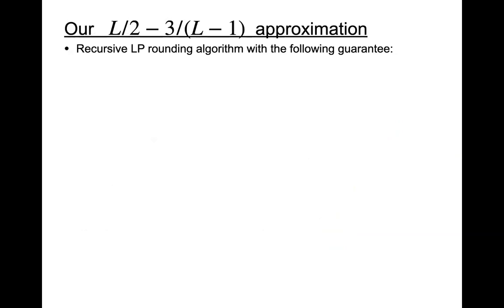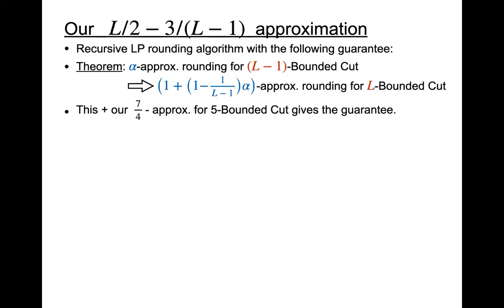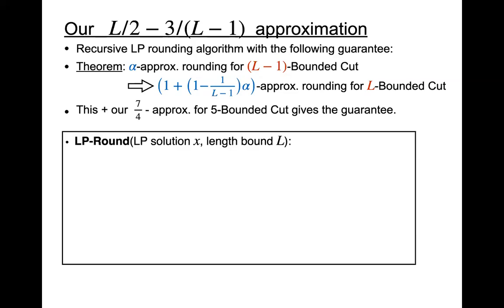So it's based on a recursive LP rounding algorithm, and it has the following recursive guarantee. It transforms any alpha approximation or alpha rounding for L-1 bounded cut to this complicated expression approximation for L bounded cut. So if you combine this theorem with our 7/4 approximation for 5 bounded cut, then you get our guarantee. So let's look at the algorithm.